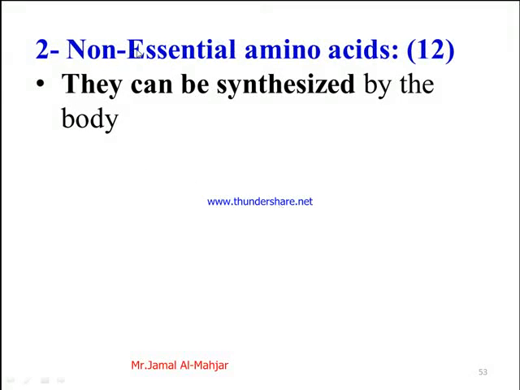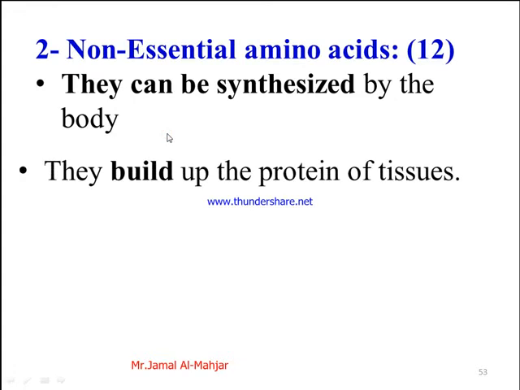The second type are non-essential amino acids, and we have 12. They can be synthesized by the body. That's why they are non-essential. They build the protein of tissues of the body.